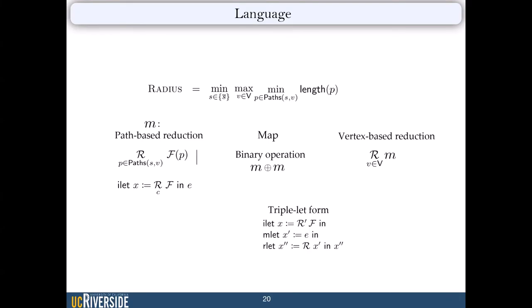In graphs, a vertex-based reduction can be written as a triplet construct. It separates terms for path-based reduction, mapping over vertices, and vertex-based reduction. Later, we see that triplet form is easily implementable using the primitives of graph analytics called iteration, map, and reduce.